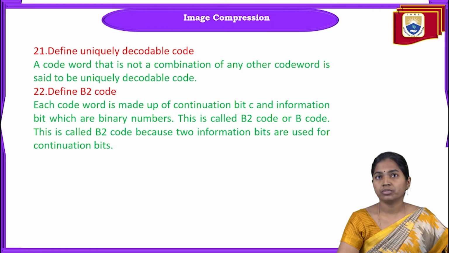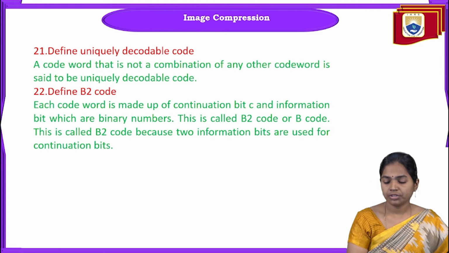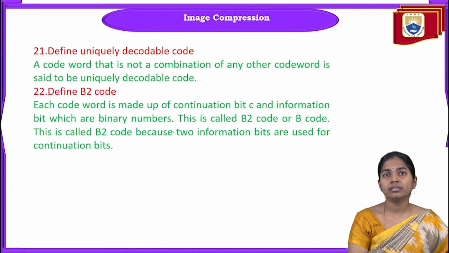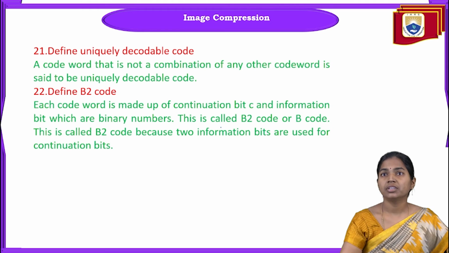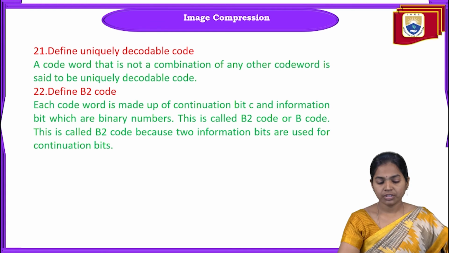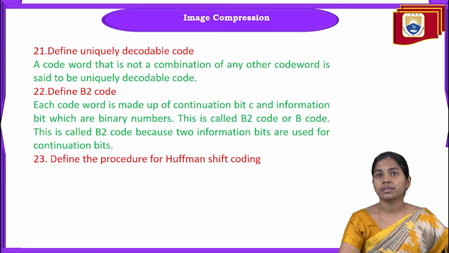Define B2 code. Each code word is made up of a continuation bit C and information bits, which are binary numbers. This is called B2 code or B code, because 2 information bits are used for each continuation bit.